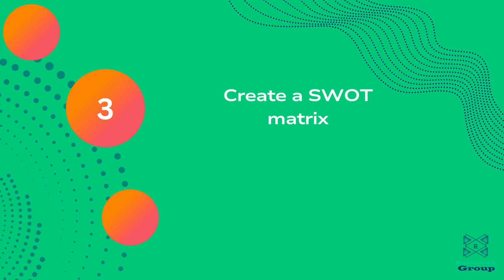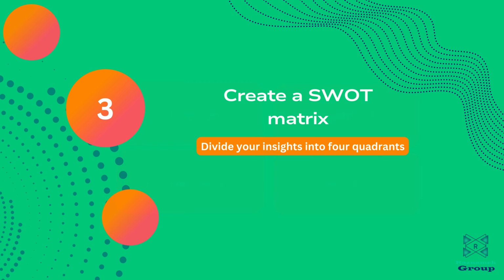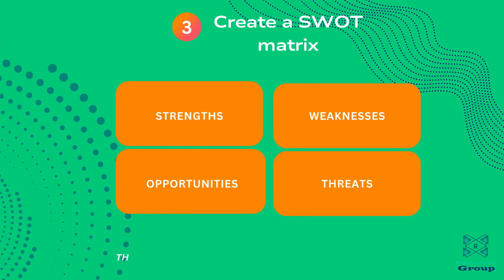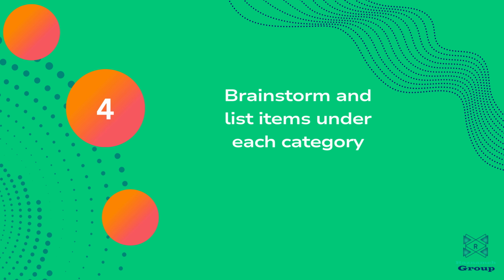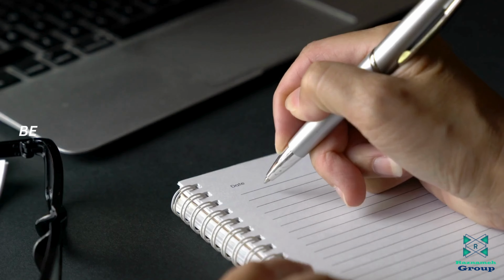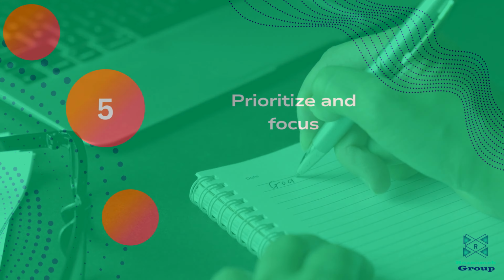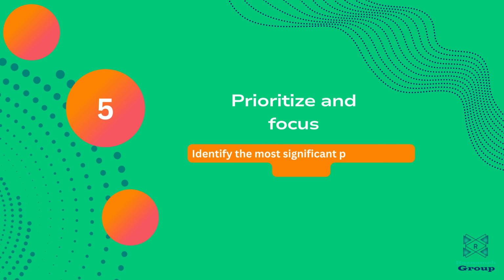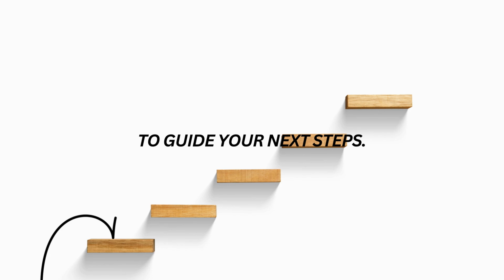3. Create a SWOT matrix. Divide your insights into 4 quadrants: strengths, weaknesses, opportunities, and threats. This visual tool helps you see the big picture clearly. 4. Brainstorm and list items under each category. Be specific and focus on the factors that truly matter to your goals. 5. Prioritize and focus. Identify the most significant points in each quadrant to guide your next steps.